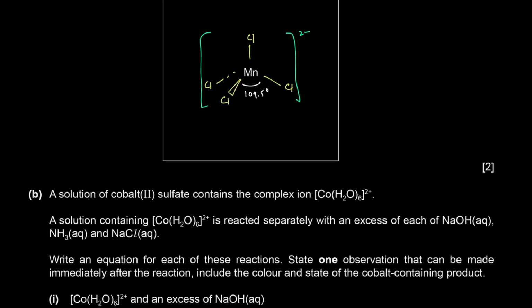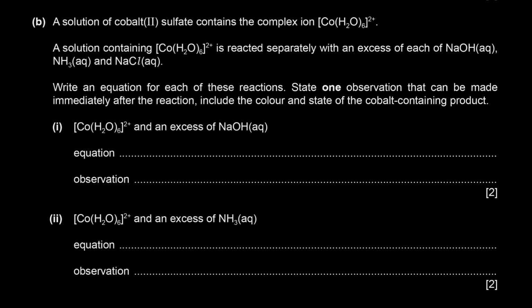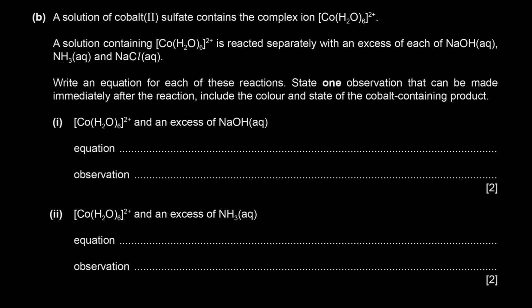All right. A solution of cobalt 2 sulfate contains the complex ion cobalt hexaaqua. A solution containing this complex ion is reacted separately with an excess of each of NaOH aqueous, NH3 aqueous, and NaCl aqueous. Write an equation for each of these reactions. State one observation that can be made immediately after the reaction, including the color and the state of the cobalt-containing product. Now, first of all, let's recall the colors of these solutions. We know that cobalt hexaaqua is a pink solution. So you should know this.